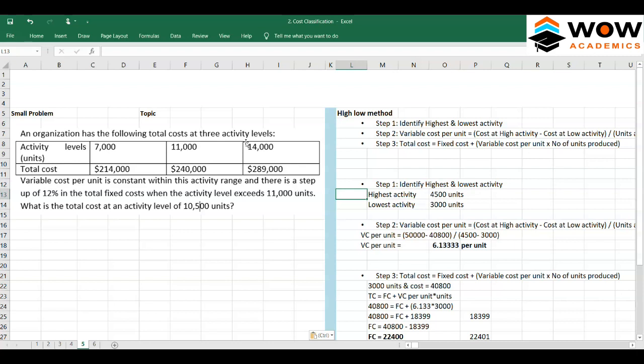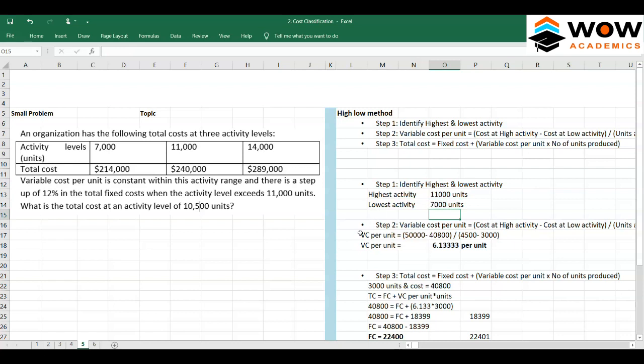So again, the relevant range is not 7,000 to 14,000, it is 7,000 to 11,000 only. What is the total cost for an activity of 10,500 units? The relevant upper units would be 11,000, because when it crosses 11,000 the fixed cost is increasing, so we can't take that amount. So here the lowest activity is 7,000 units.